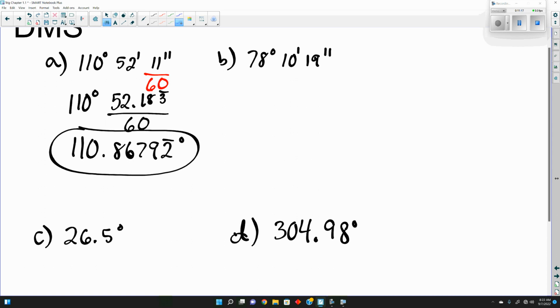Or really what we're saying is, we're dividing the 10 by 60, yes? And we're dividing the 19 by 60 and 60 twice. Well, 60 times 60 is 3,600 is essentially what we're doing. And we're adding what those decimal numbers are back to 78. Questions on this so far?